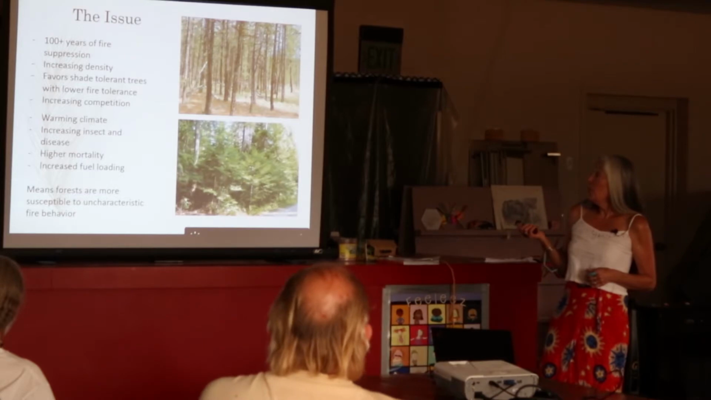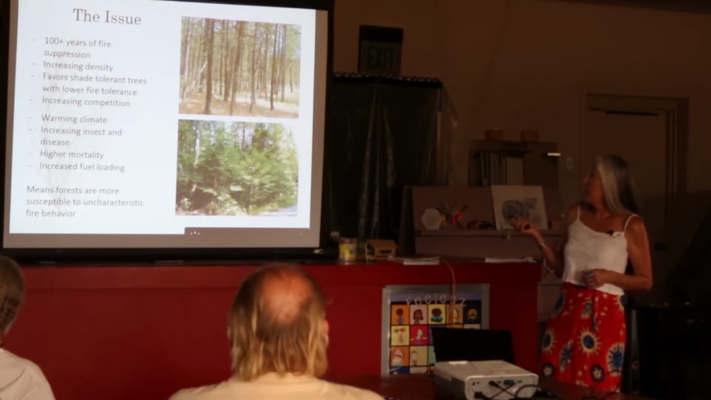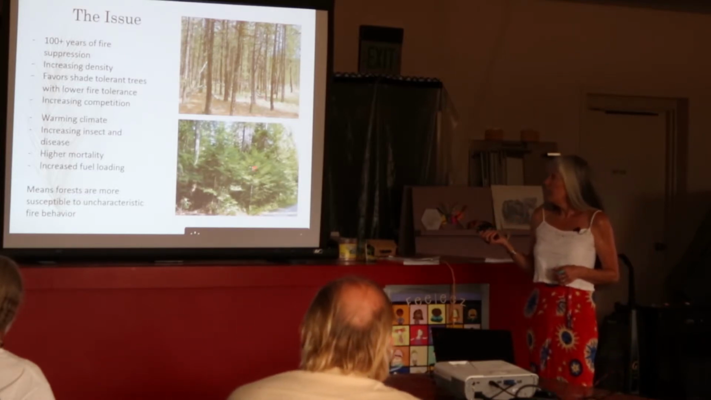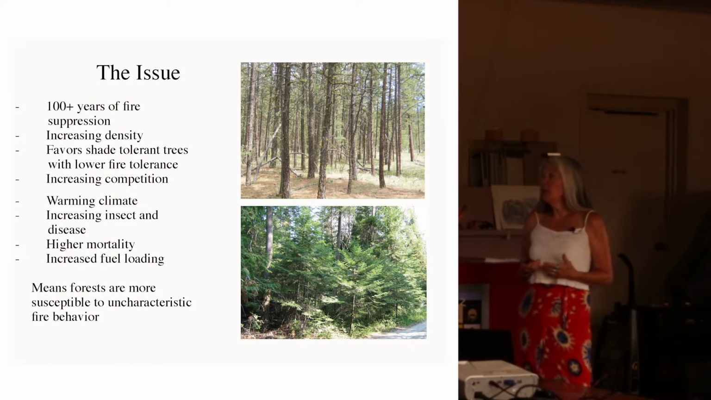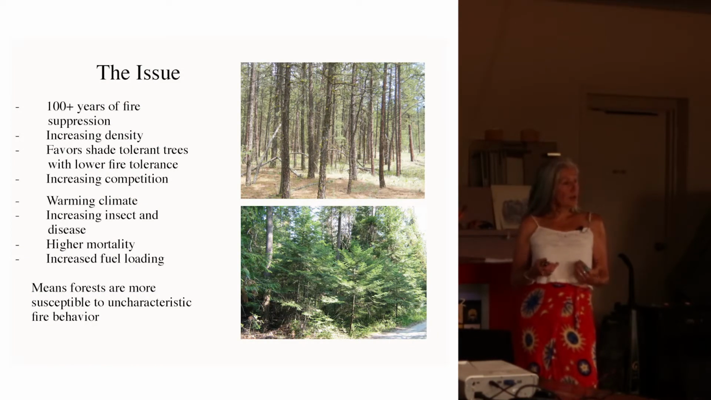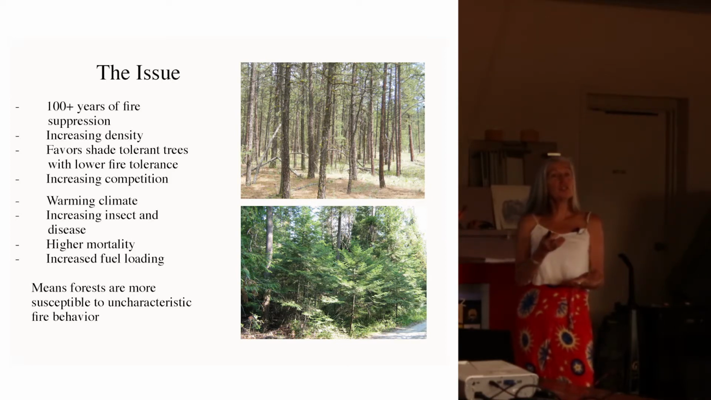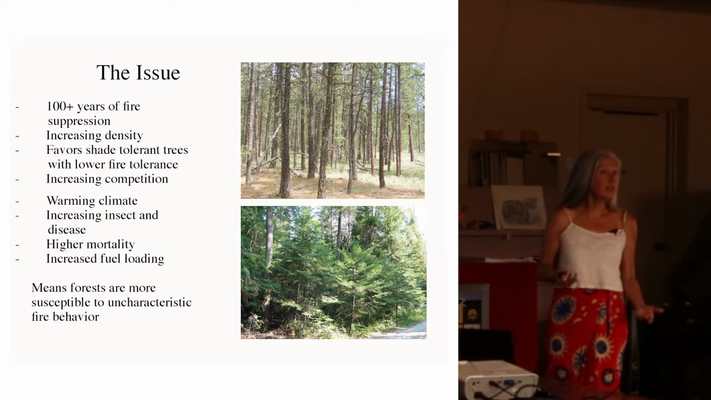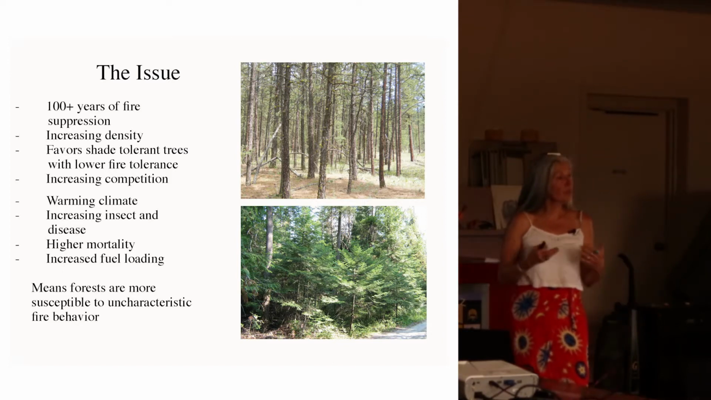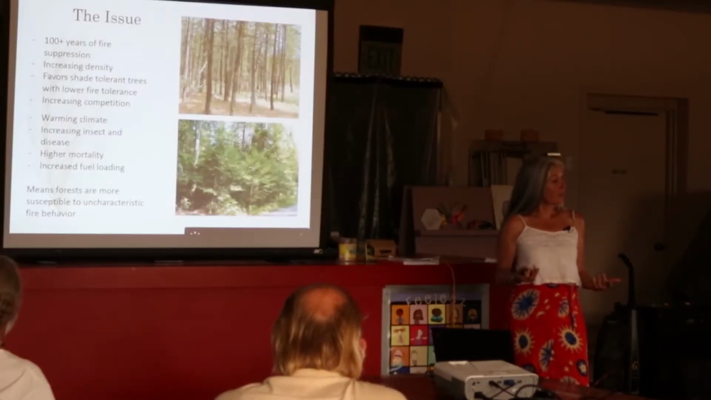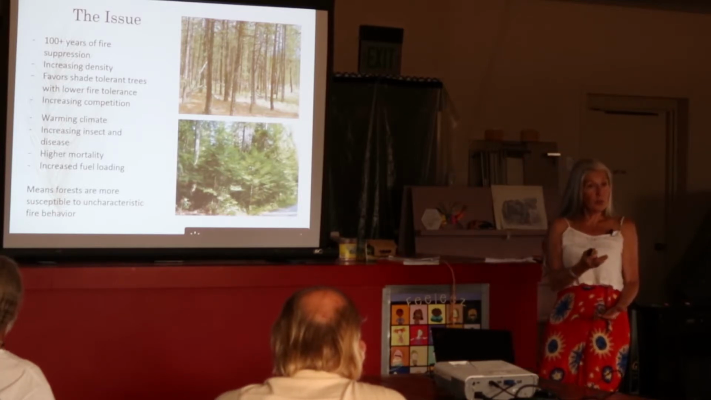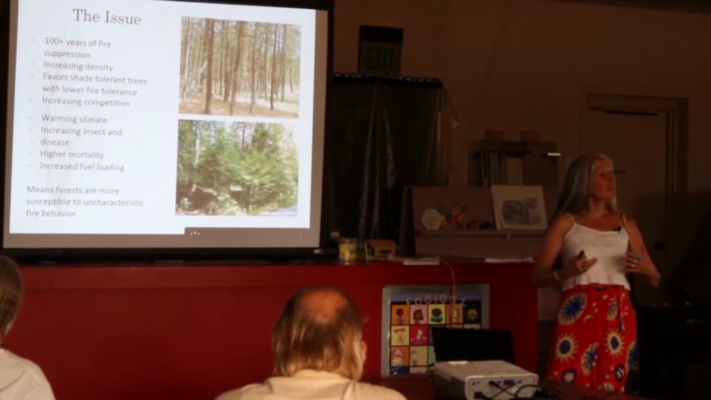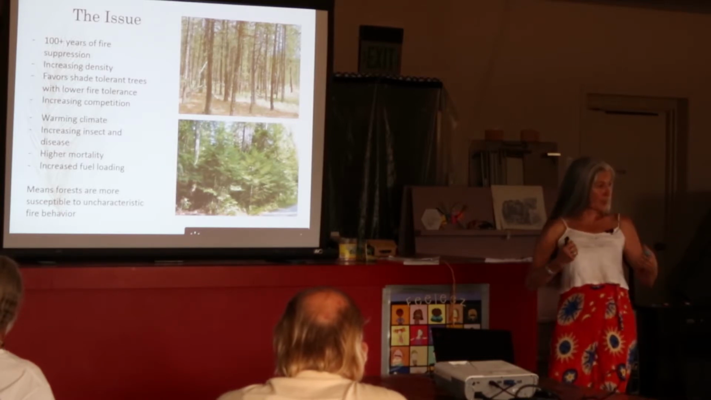We have this kind of a forest that tends to favor shade-tolerant trees. And shade-tolerant trees have a lower fire tolerance. And by shade-tolerant, we mean trees that require shade to get started, not necessarily trees that require shade through their entire lifespan. Like Doug fir is a shade-tolerant tree. It requires shading to sprout and start to grow, but then it wants sun, and then it's going to compete.